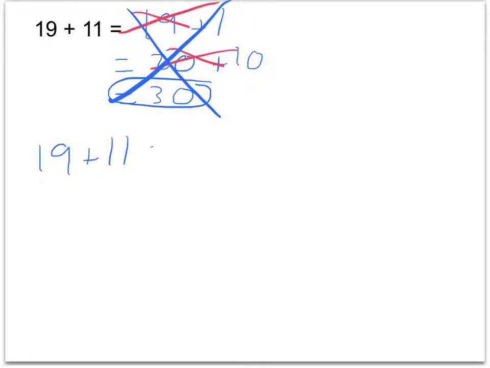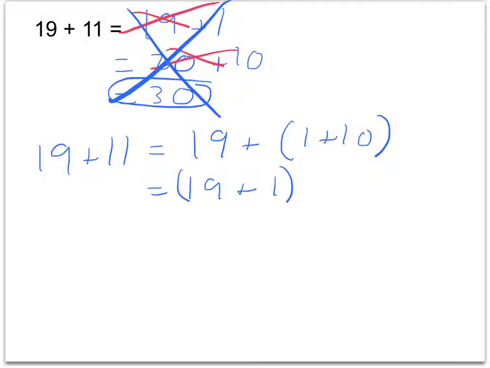19 plus 11 is, well, 19 plus maybe a 1 plus 10. Okay? So this expression here really is equal to this expression. We simply rewrote that 11 as 1 plus 10. Okay? And so now let's regroup things. So 19 plus 1 plus 10, and we can regroup things by the associative property.